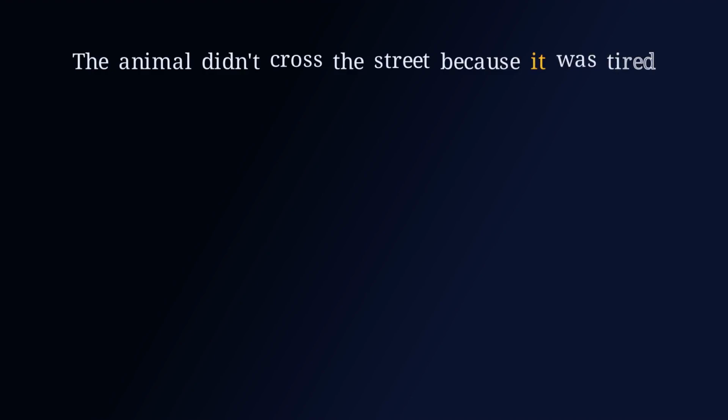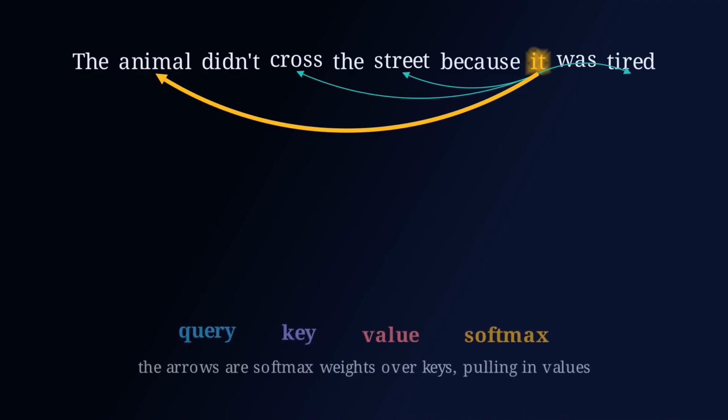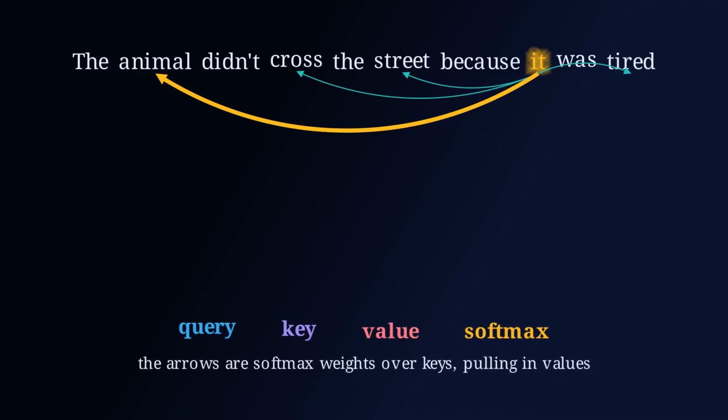So let's return to where we began. The word it, glowing, throwing arrows back through the sentence. You now know exactly what those arrows are. They are softmax weights, born from a query meeting a set of keys, deciding how much of each word's value to pull in. The thick arrow to the referent noun is a large attention weight. The thin arrows are small ones, and the meaning that flows along them is the blend of value vectors.